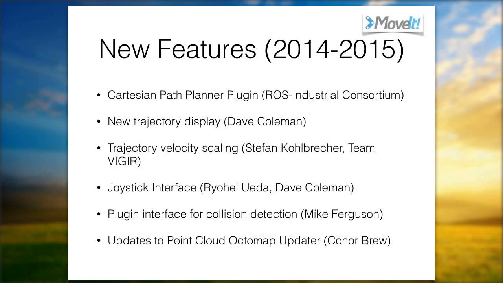There's been a bunch of new features, all contributions from the community. This is over 2014 and 2015. And again, I might have missed a few new features here, so let me know over email if I've missed anything. There's a new Cartesian Path Planner plugin from the ROS Industrial Consortium, a new trajectory display plugin for RViz from Dave Coleman, trajectory velocity scaling from Stefan at Team Weiger, a joystick interface from Rohe and Dave Coleman, a plugin interface for collision detection, and also recently updates coming through to the point cloud Octomap as well.